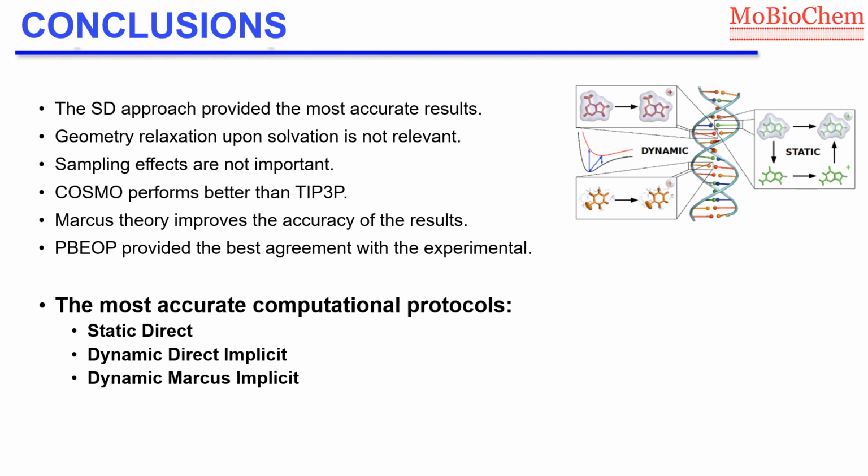The first one is the static direct approximation due to the low computational cost and the irrelevant role of the sampling. Secondly, the dynamic direct implicit scheme, although the computational cost increases a little bit. Finally, the dynamic Marcus implicit framework, although again it is more computationally demanding than the dynamic implicit scheme. However, it is possible to obtain lower standard deviations to give a more accurate result.